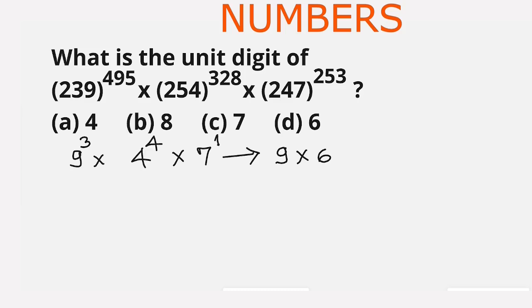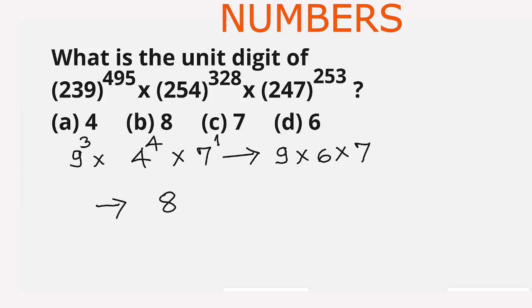That way we can take the ones place of 4 to the power 4 multiplied by 7 to the power 1 is 7. Now 9 times 6 is 54, and ones place of 54 is 4. And 7 times 4 is 28, and ones place of 28 is 8.